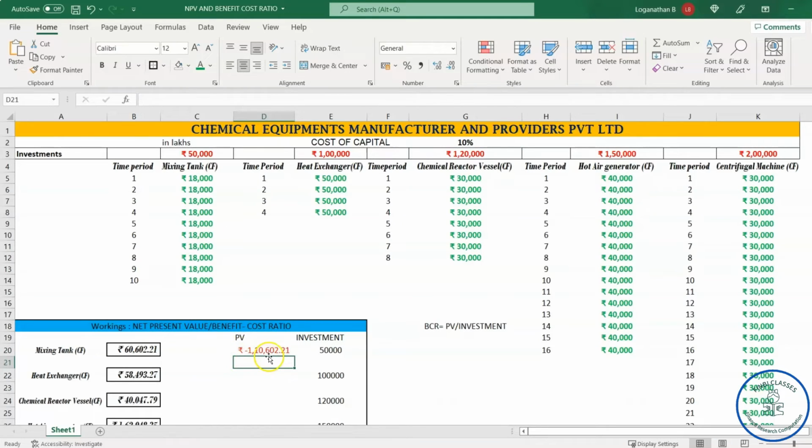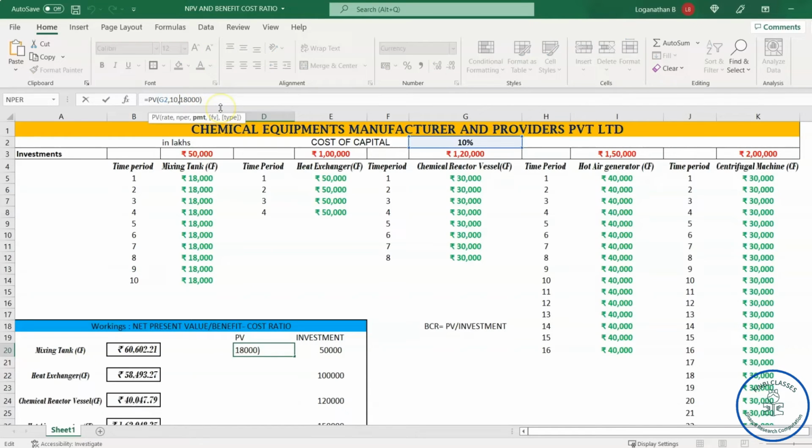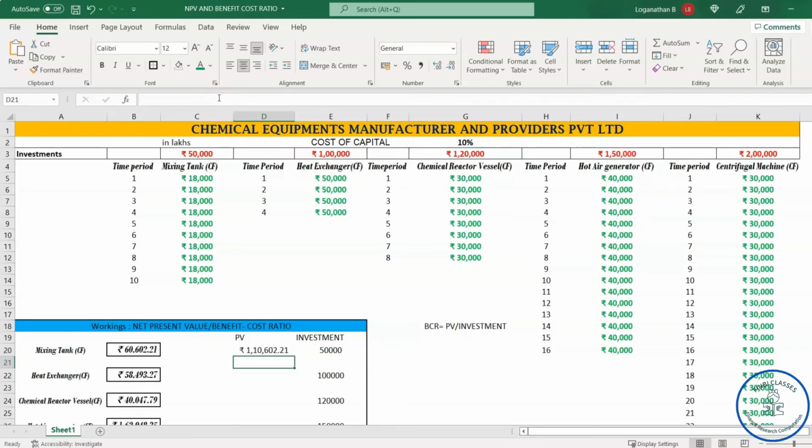So here you find that it is giving you a negative value. So if you do that, normally we will be getting the BCR in negative. For that, the answer is correct, but if we require it in positive, here you can put minus 18,000, then press enter, then you will be getting the positive. So the present value for the mixing tank is 1,10,602.